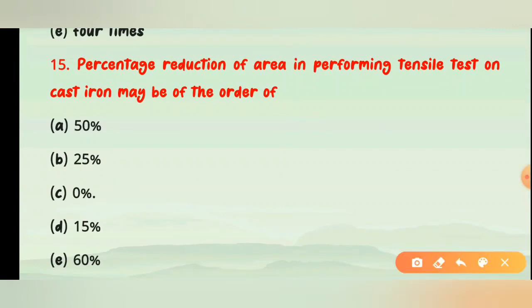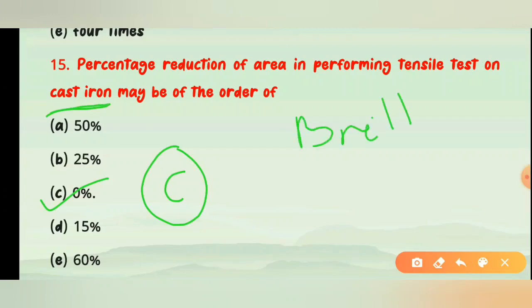Next, percentage reduction of area in performing tensile test on cast iron may be of the order of 50%, 25%, 0%, 15%, 60%. So the answer is option C, which is 0%, because in the case of cast iron during tensile stress the percentage reduction of area is very negligible, because cast iron is a brittle material. In the case of brittle material, no elongation occurs. In the case of ductile material, percentage reduction of area may occur.